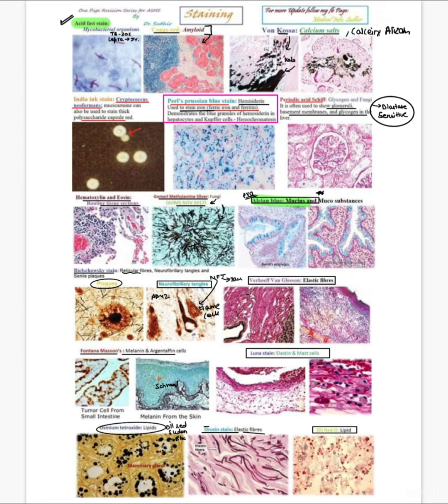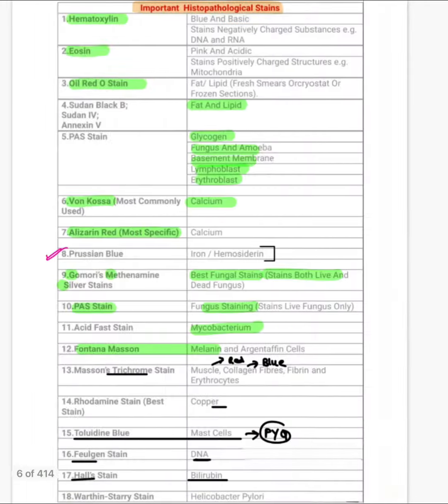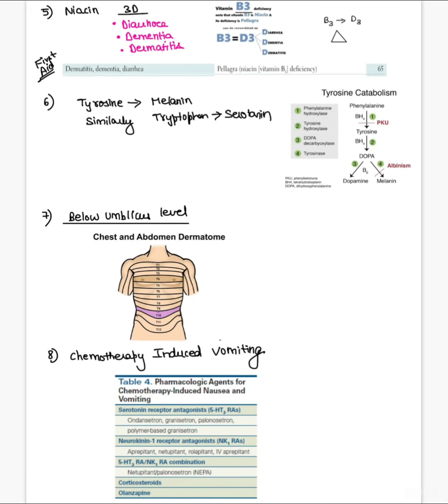Then you have neurofibrillary tangle, guys, that is seen in your Alzheimer's disease. Then Verhoeff-Van Gieson stain used for elastic fibers. Then your Orcein stain for elastic fiber and also for hepatitis B organism, guys, HBsAg. Oil red O for lipid, guys. This was last year's question. So we finished, we had a look on staining, guys. Now moving on to the next part, guys.